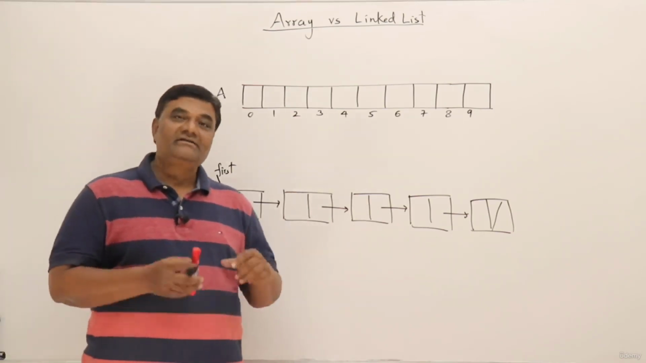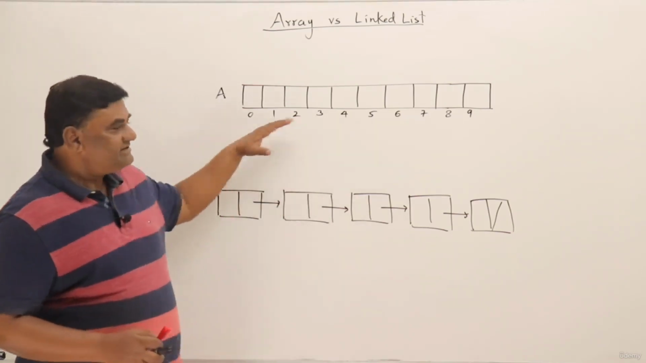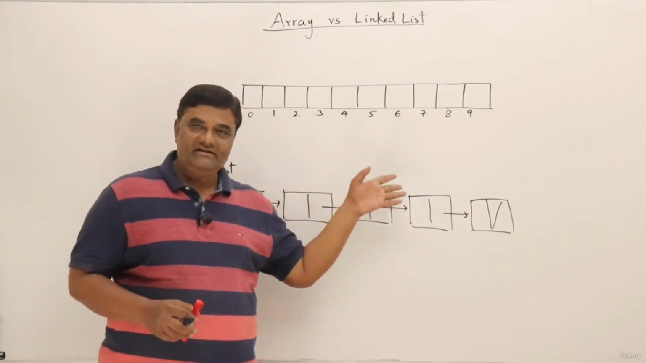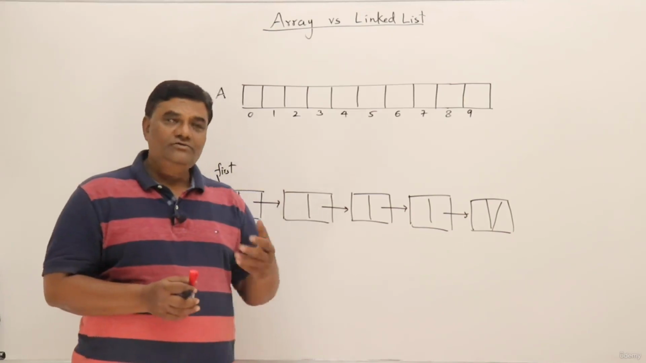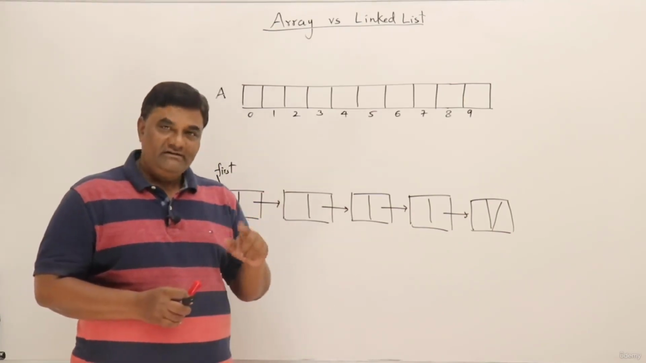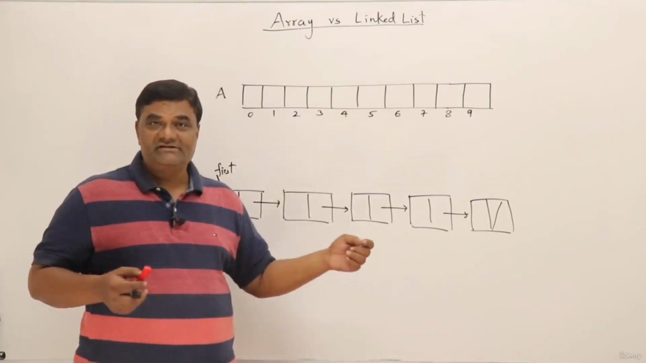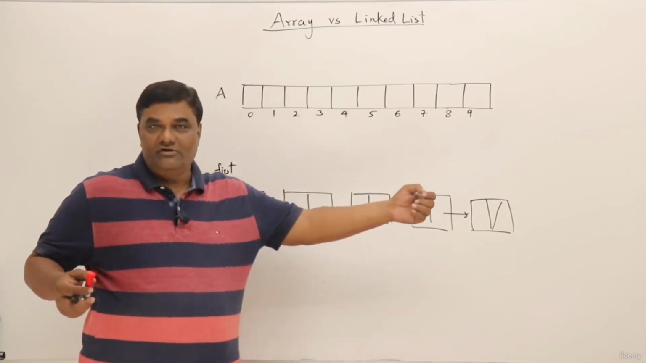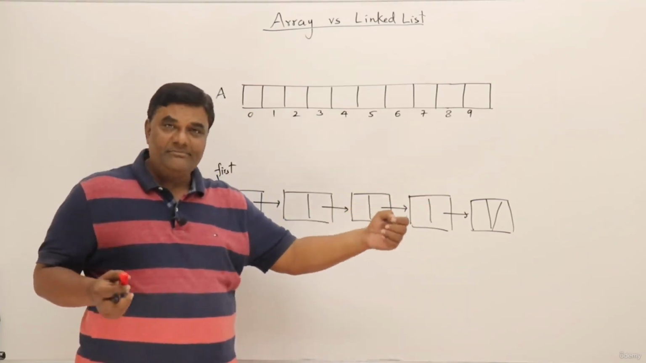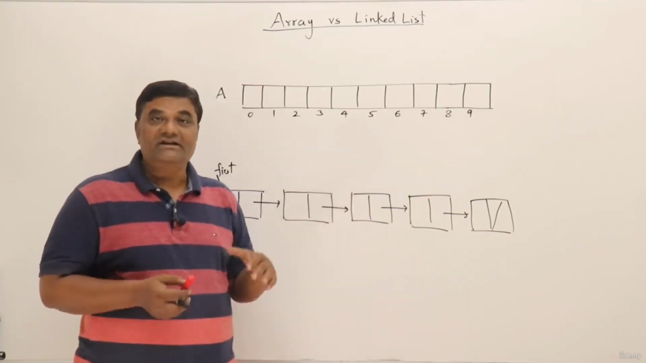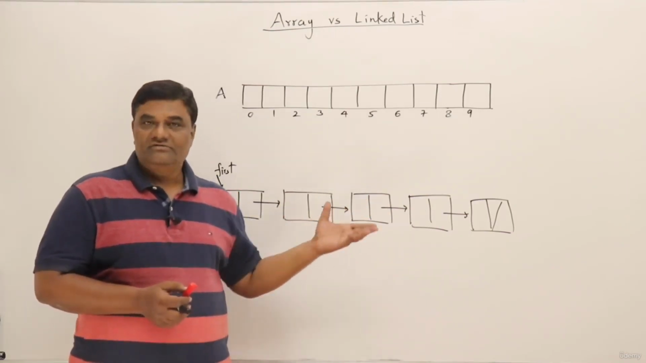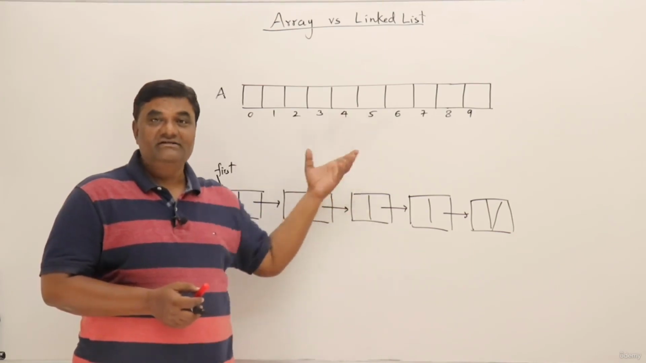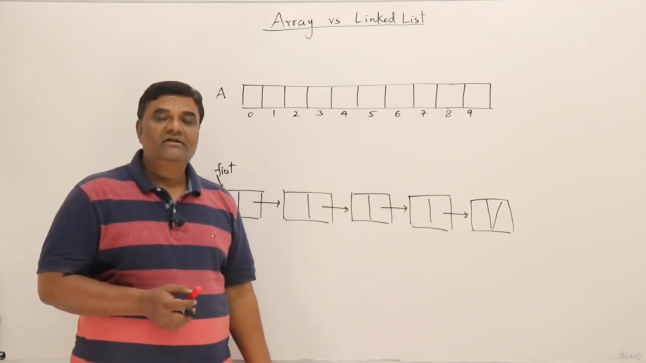Next, let us compare their sizes. Array size is fixed. Once you have created an array, you cannot increase or decrease the size of the same array. You have to create another array. Next, linked list is variable size. You can grow as much as you want. As much as heap memory is available, it can grow. When heap is full, then you cannot grow further. So this is fixed length and this is variable length.